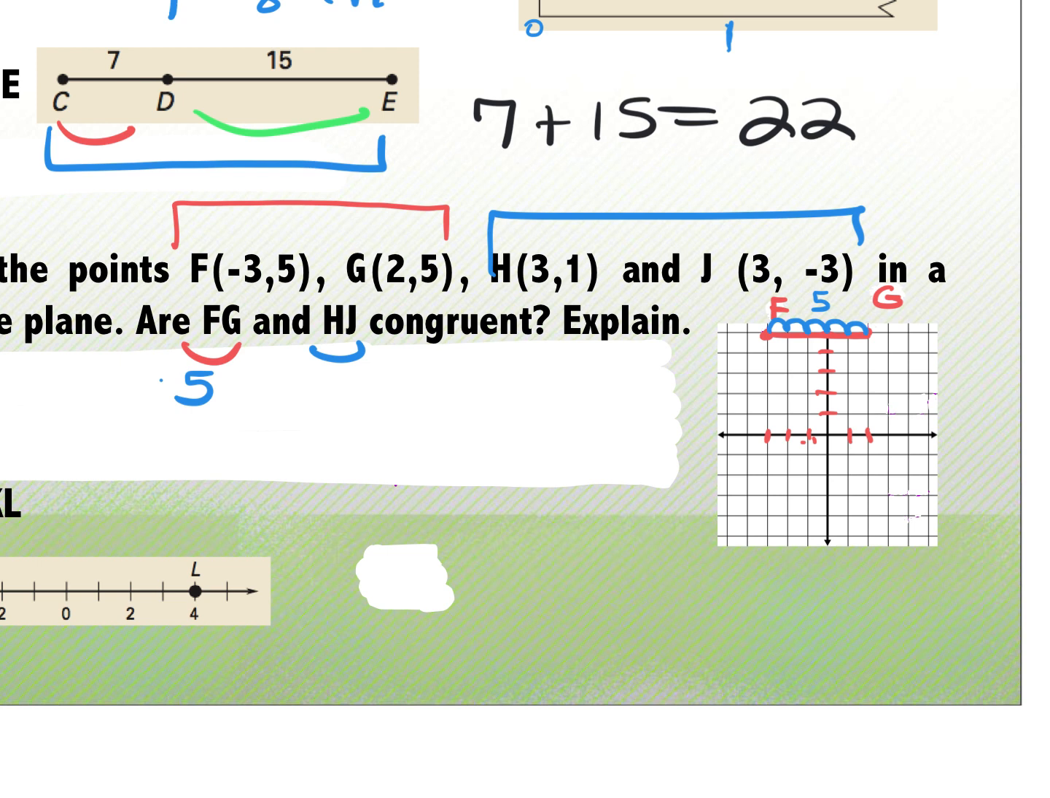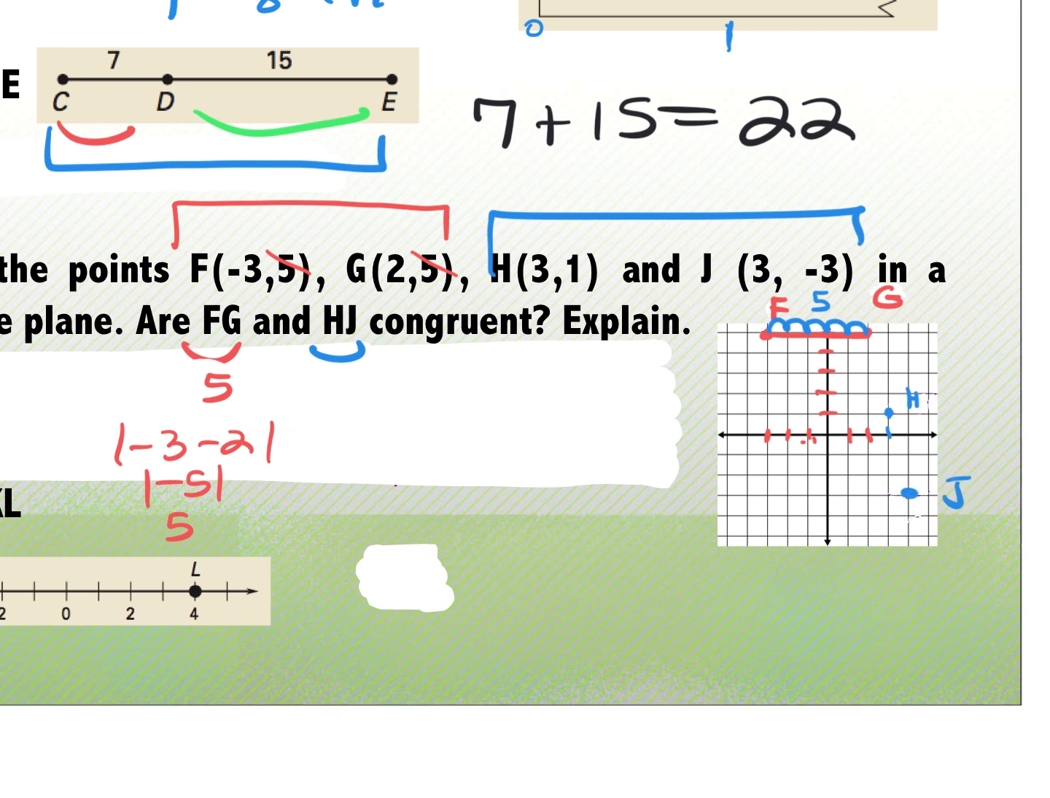And then, or you could have also subtracted. You get rid of the part of the ordered pair that's the same. And then what you would have done is -3 minus 2, but then you have to take the absolute value. And that's how you can still get the +5. Then for HJ, H is (3, +1). And then J is (+3, -3).